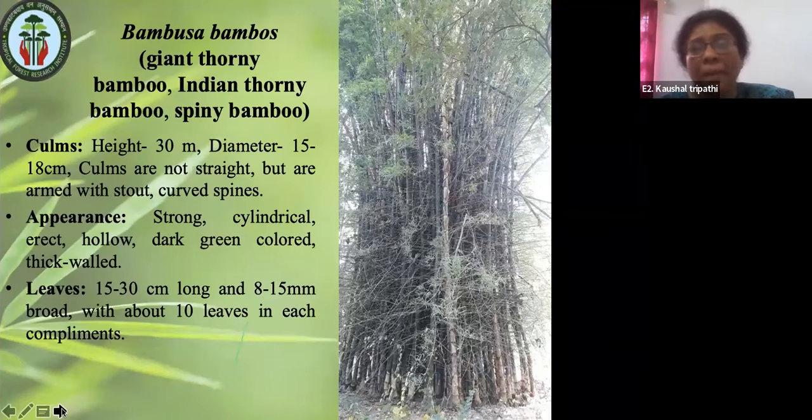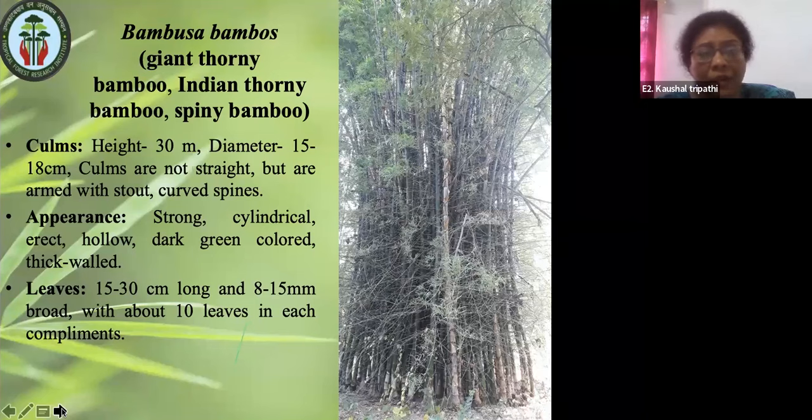And then coming to the Bambusa bamboo, the thorny bamboo, commonly known as cotton bamboo. It is also known as Indian thorny bamboo or spiny bamboo. This is a picture of a clump which we have selected for propagation. The culm's height is 30 meters and diameter is around 15 to 18 centimeters.